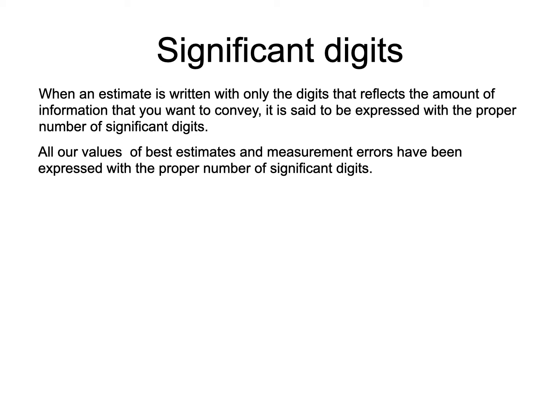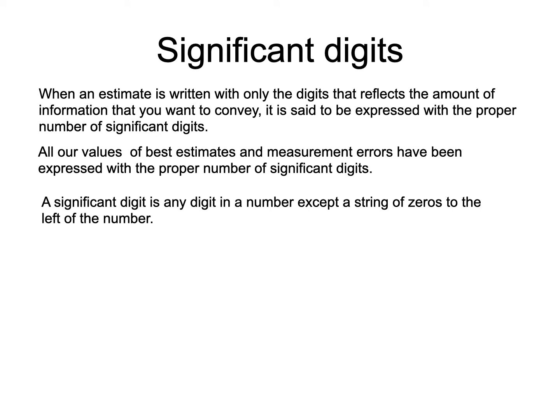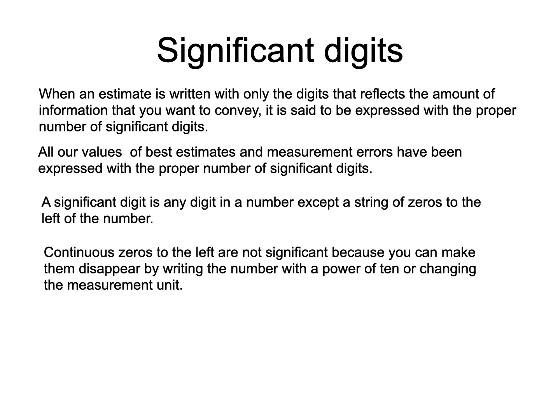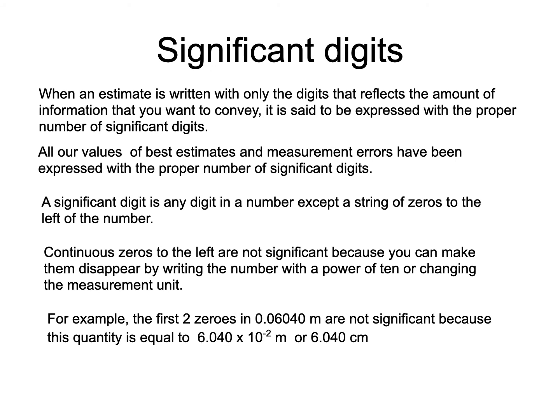In order to continue to do so, you have to know what a significant digit is. A significant digit is any digit in a number except a string of zeros to the left of that number. The reason why a string of zeros to the left is not significant is because you can make them disappear by using a power of 10 or by changing the measurement unit.